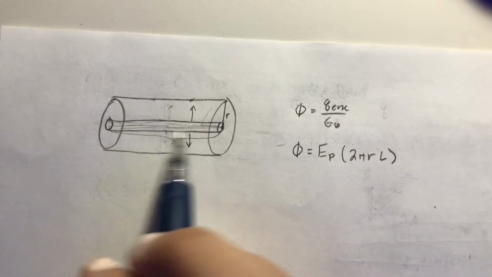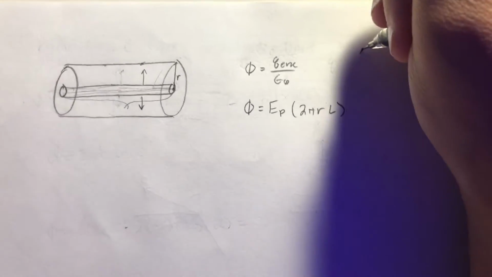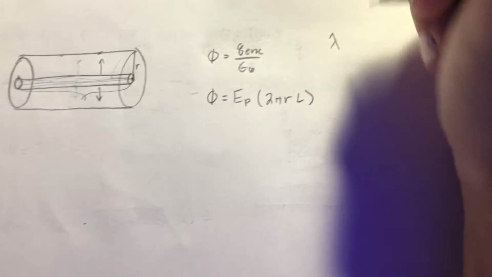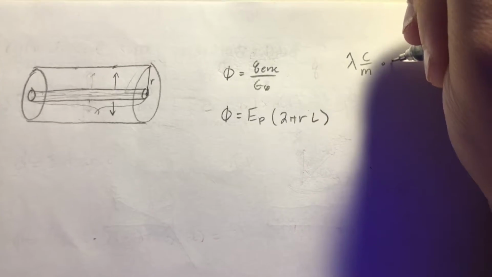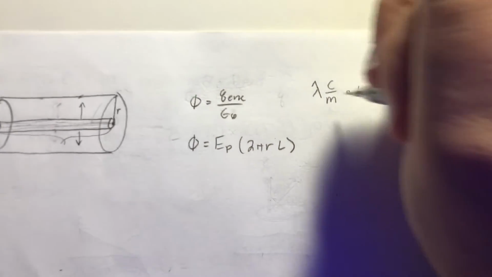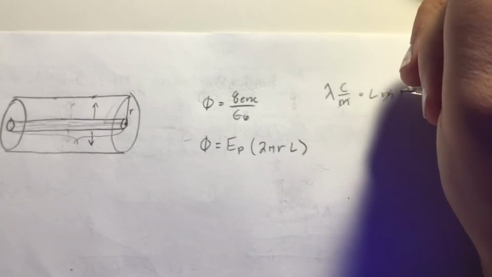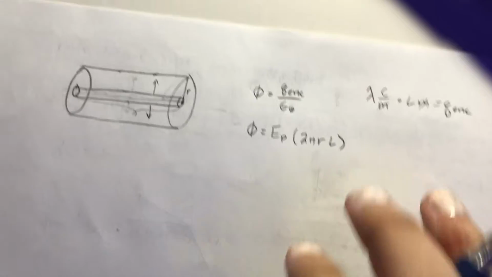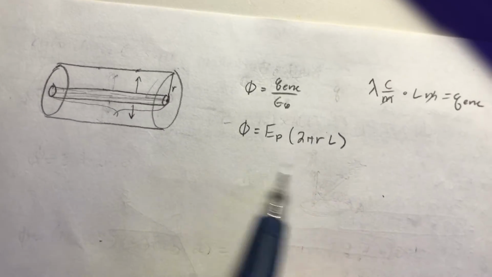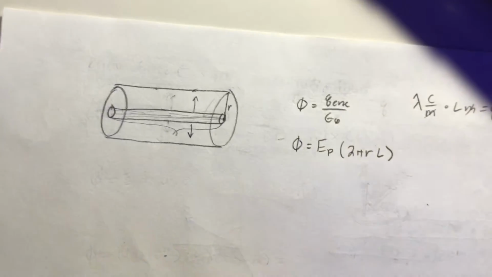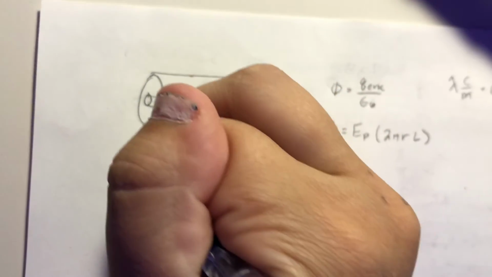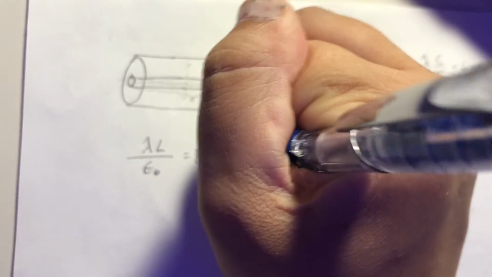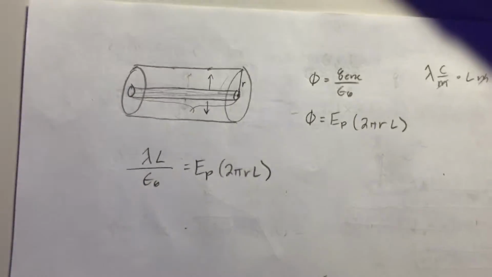For this Gaussian surface, we're going to find the enclosed charge. Since we have a charge per unit length, we multiply our lambda, which is coulombs per meter, by our length in meters, and the meters cancel out, giving us our enclosed charge. Since these are both the flux, we can set them equal, so it's lambda L over epsilon naught equals the electric field at that point times 2 pi r L.